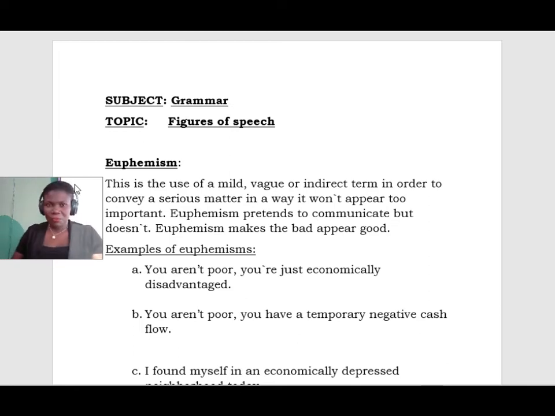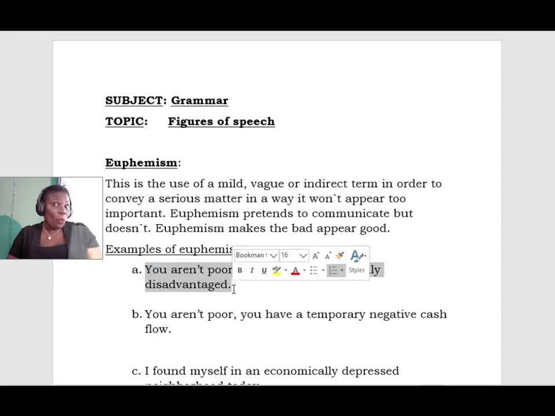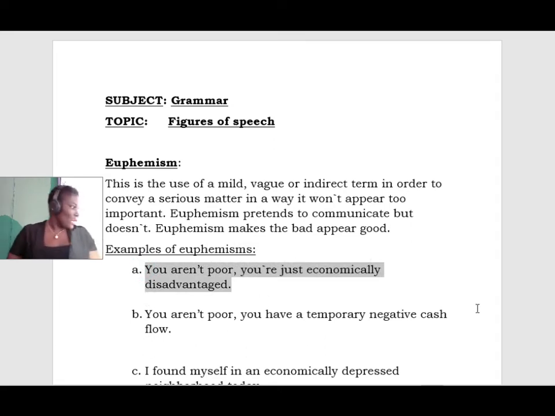You aren't poor. You go to a neighborhood and you see someone that needs money, and you tell the person that they are not poor, rather they are just economically disadvantaged. You see what I'm talking about? Someone is in dire need of help or money, and you tell the person they are not just poor, they are just economically disadvantaged. This statement goes in two ways. You could be speaking by faith, or you could be bringing down the situation, making it appear less than it is. Either way, the person you're relating with may not grasp the message or the enormity of the issue on ground. So that's what euphemism does.